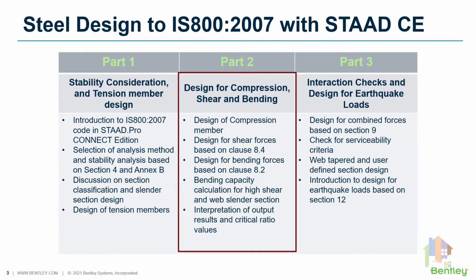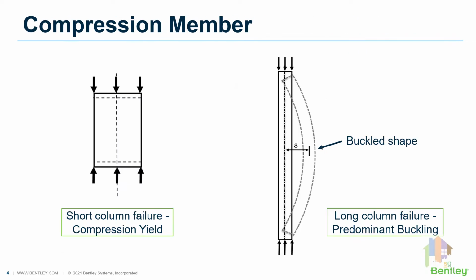As you know, bending capacity varies if the member is subjected to high shear or if the web is susceptible to shear buckling. I will discuss how to consider these conditions in design and I'll show some tricks to minimize the parameter assignment process using some automation. Let's start with compression member design.